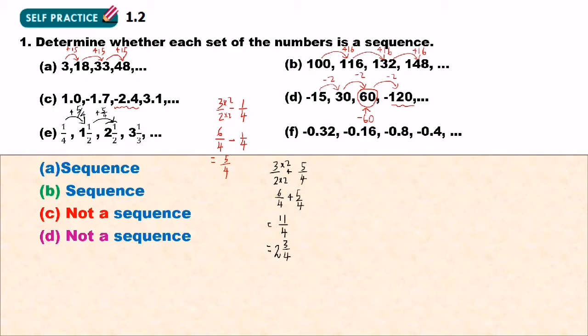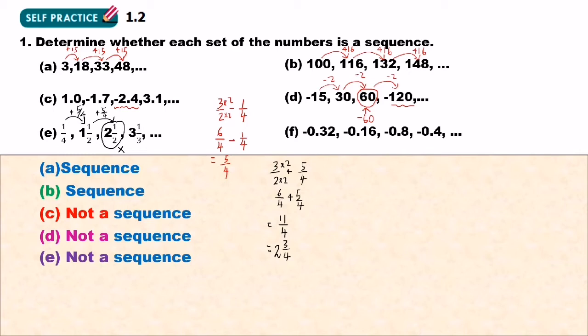But here the number is 2 1 over 2. So this is also not a sequence. F, negative 0.32, negative 0.16, negative 0.8, and negative 0.4.